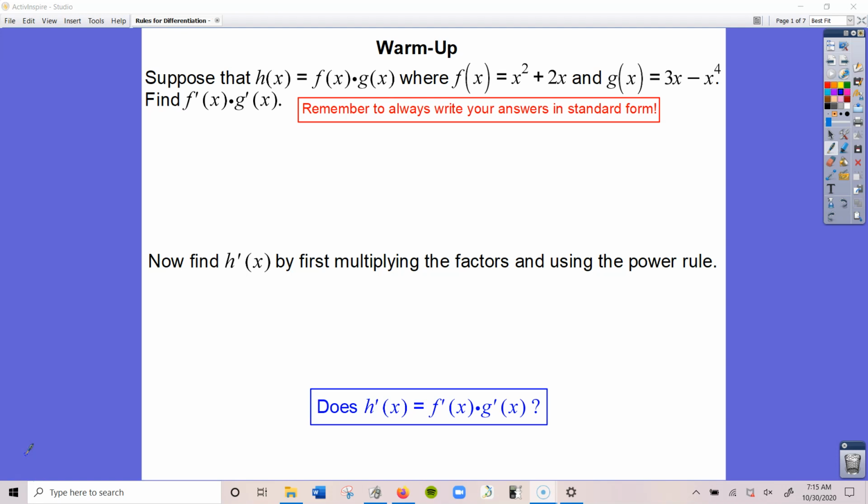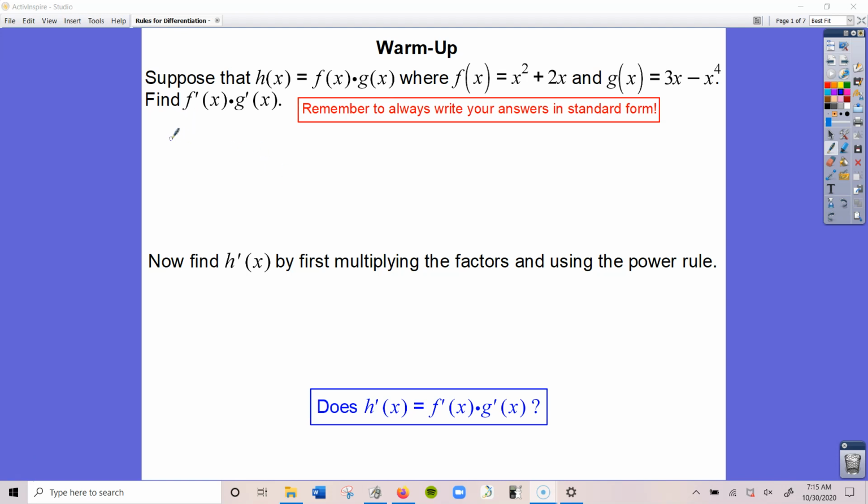So suppose that we have a function h of x which equals f of x times g of x. And f of x is x squared plus 2x and g of x is 3x minus x to the fourth. We're going to find f prime of x times g prime of x.